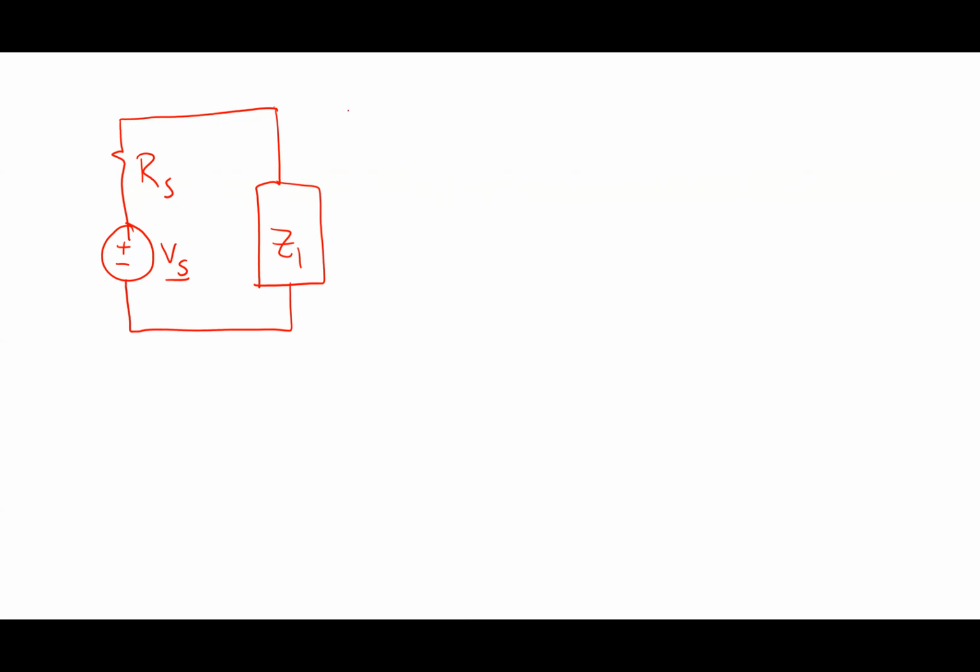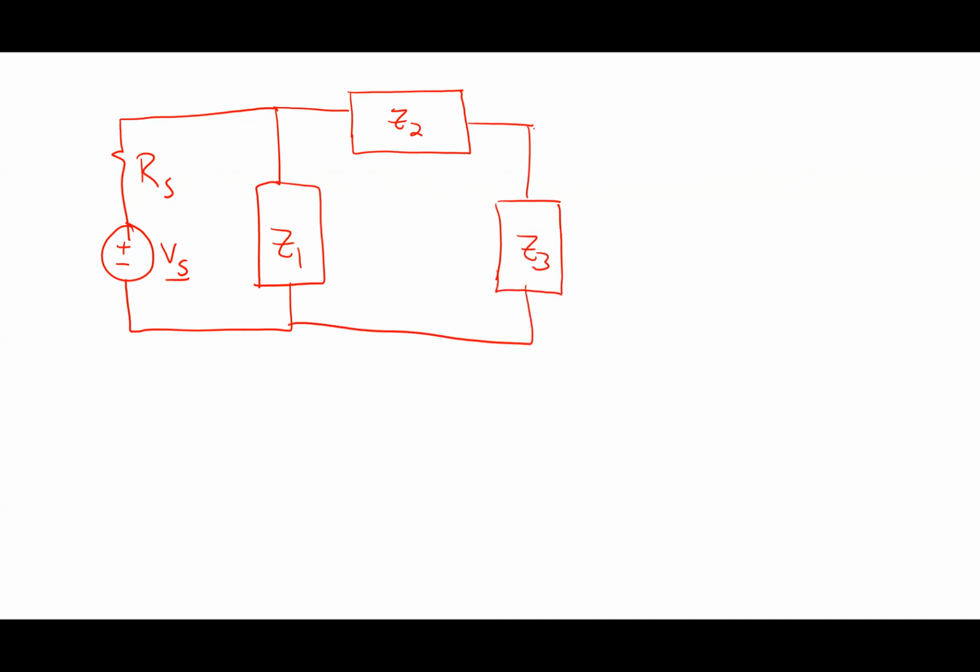So I had VS. I have RS. And then again, I just like drawing this stuff as simple boxes. I got Z1, and then I got Z2 and Z3. And then over here is where I'd find VOC. Okay. The voltage with no load connected.